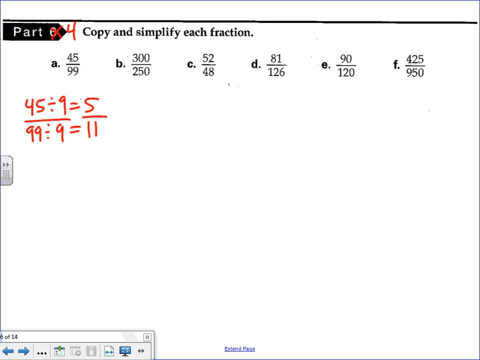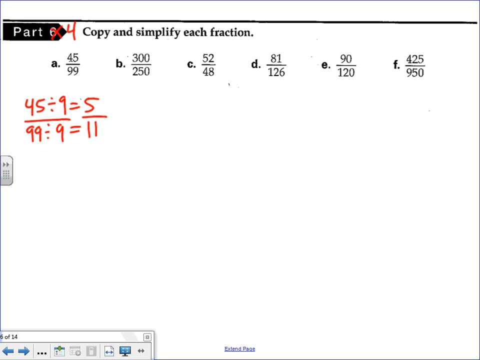Okay, and I know 9's not going to work again because 9 is bigger than 5, so it's not going to go in there. I can check 6. Again, I know 6 is not going to work because 6 is bigger than 5, so it's not going to go into 5. I can try 5. 5 will go into 5, but 5's not going to go into 11, so that's not going to work. We can check 3, but I know that 3 doesn't go into 5, so I know that's not going to work. And 2 is also not going to work because neither one of those numbers, 5 or 11, is even.